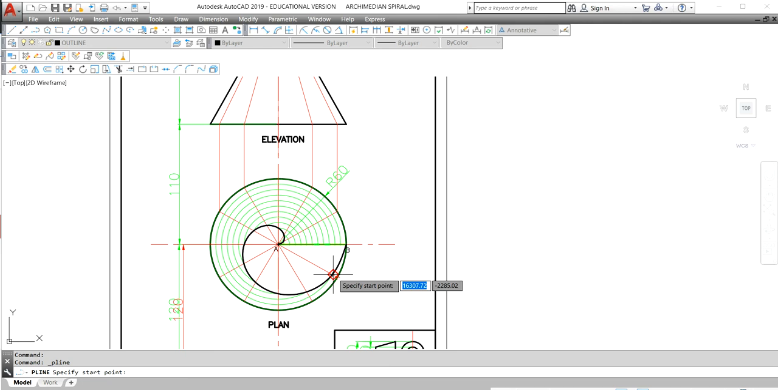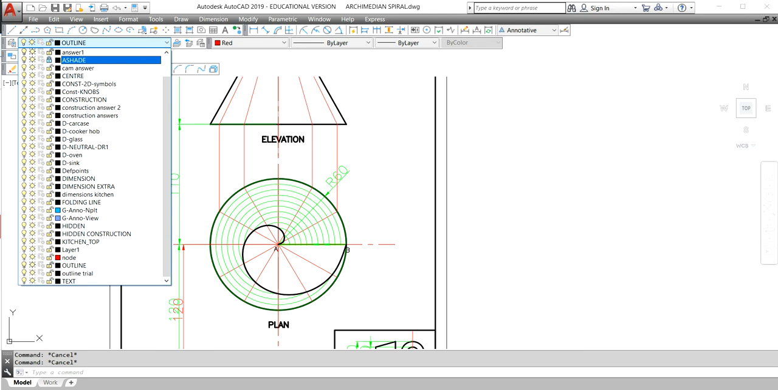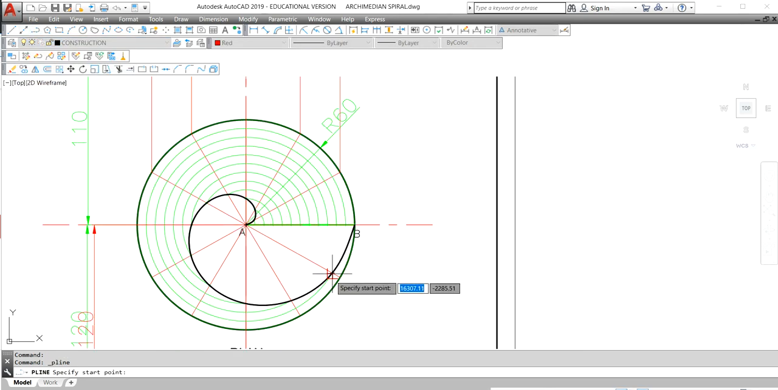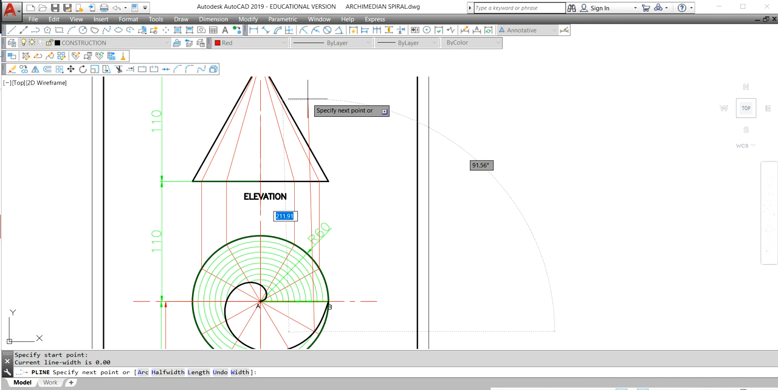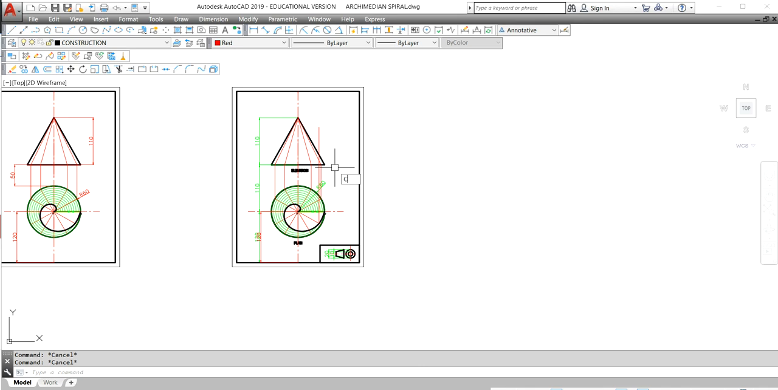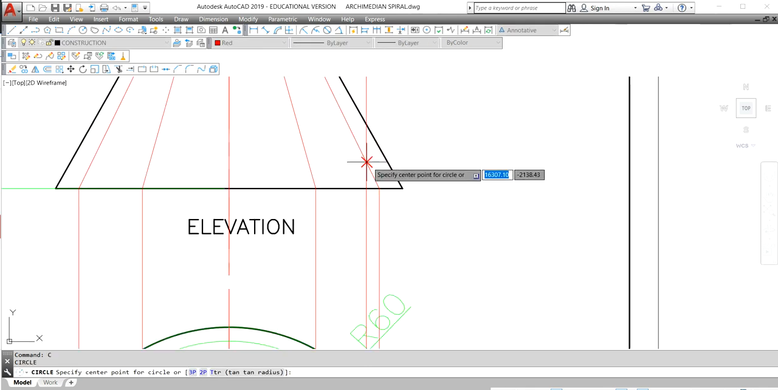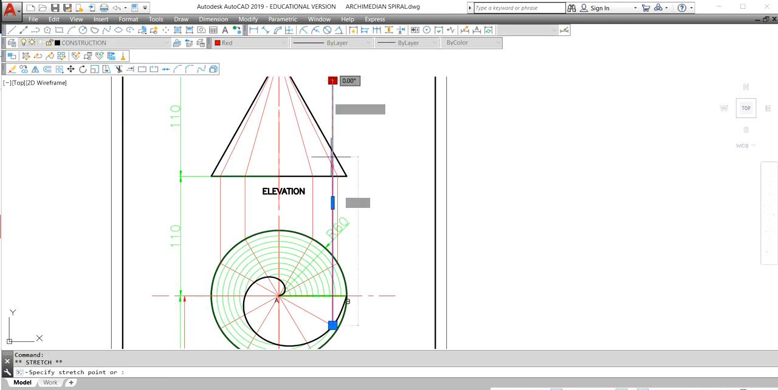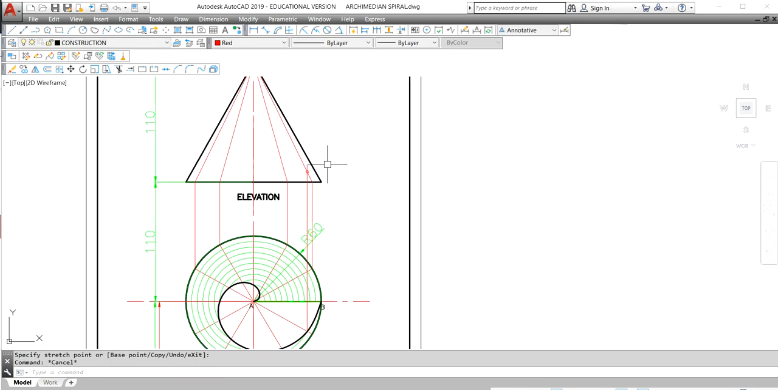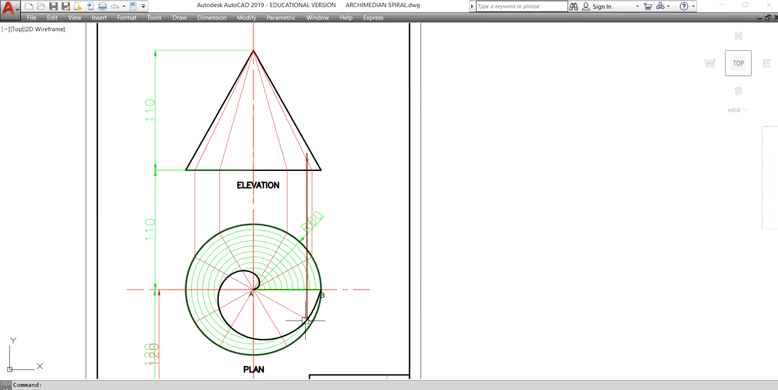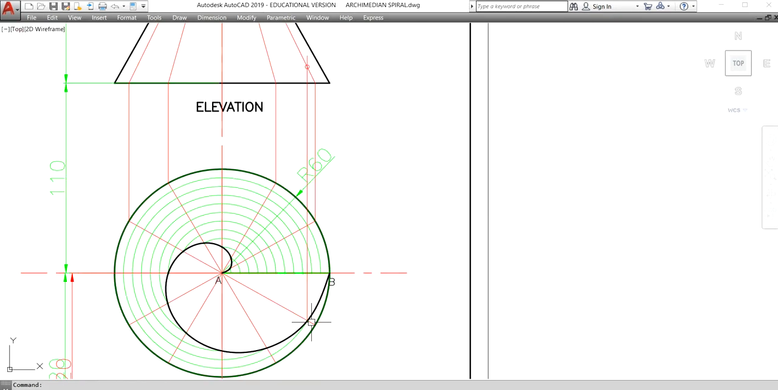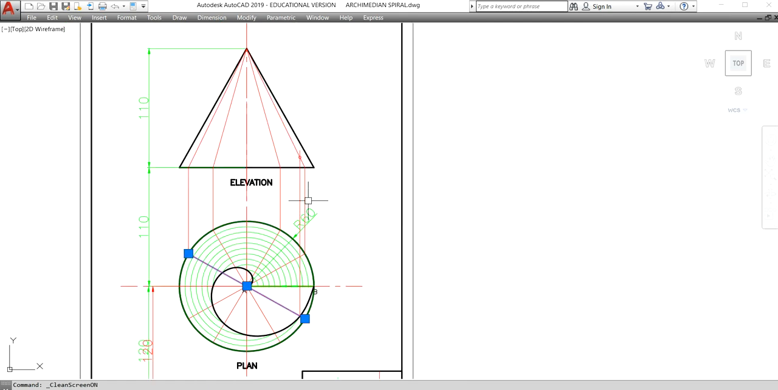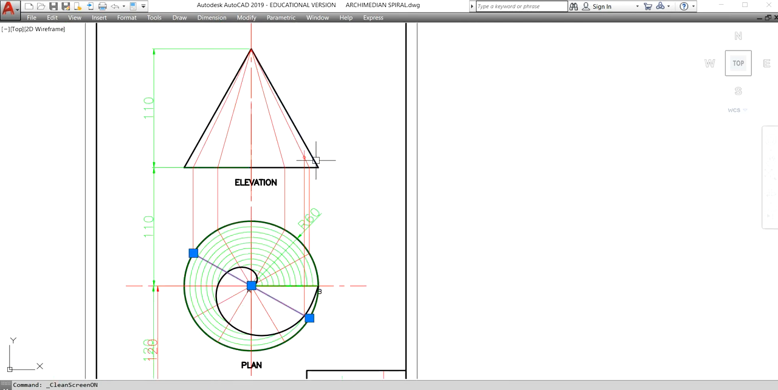Alright, I'm gonna pick this point at random. Always use construction line. From here you're going up, and we have an intersection over here. Okay, so basically, to help you part of this drawing, this particular point over here, which is resting on this radial, is intersecting in the elevation over there.